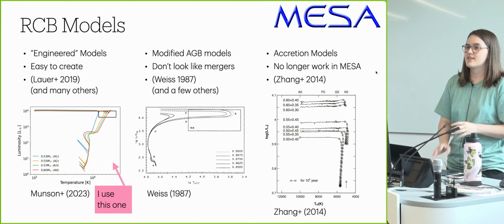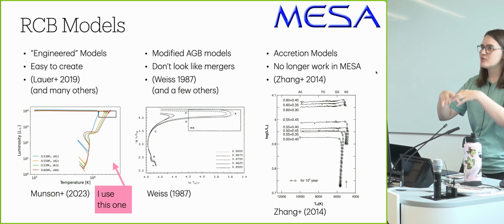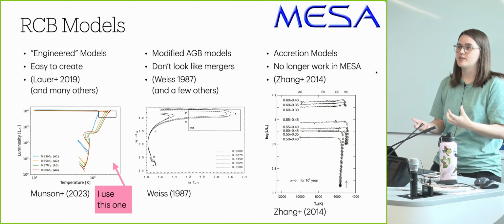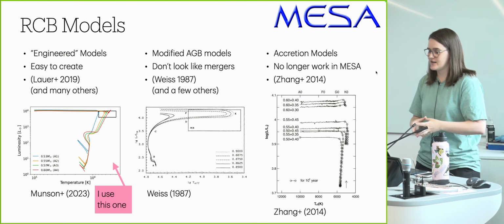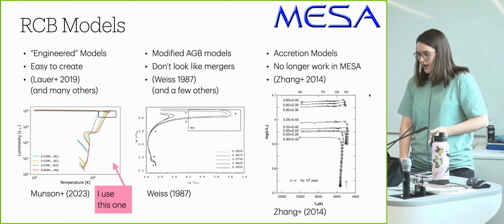The problem with these is that they no longer work in MESA. So this is where you have a white dwarf and you just accrete material onto it. This is by far the most physically motivated of the methods. The problem is just that it doesn't work in MESA anymore. And if you're interested in why, you can ask me later, because I do actually know why.